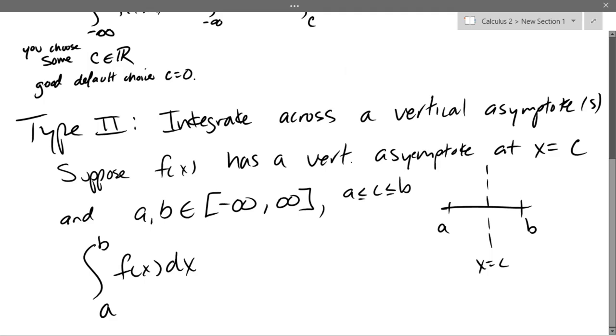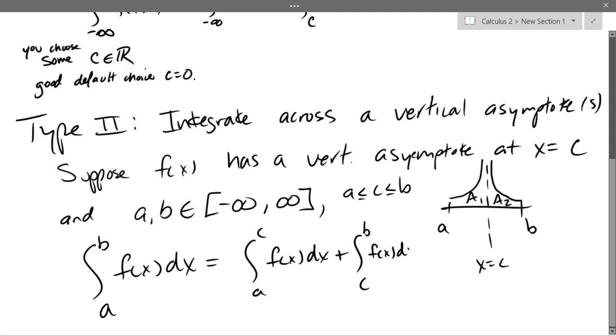So how do we deal with this integral? What we're going to do is go from A to C, integrate, and then go C to B. So we're going to do something really similar. We're just going to split it up into two integrals. So if our function looks something like this right here, we're going to get area 1, area 2, and add them together. And we're going to do that carefully with limits. So we're going to go integral from A to C, f of x dx, plus integral C to B, f of x dx.